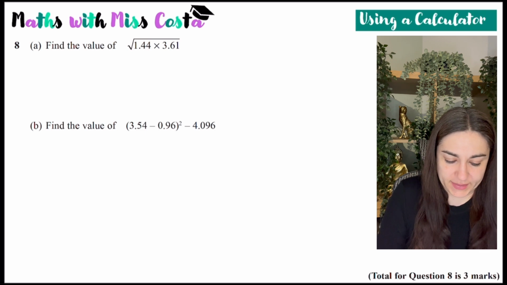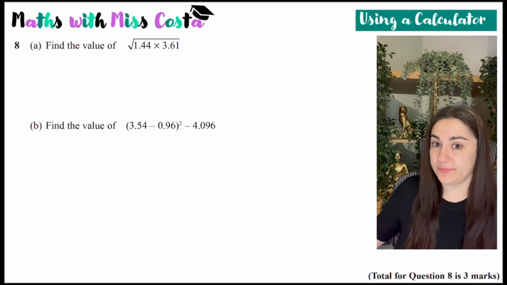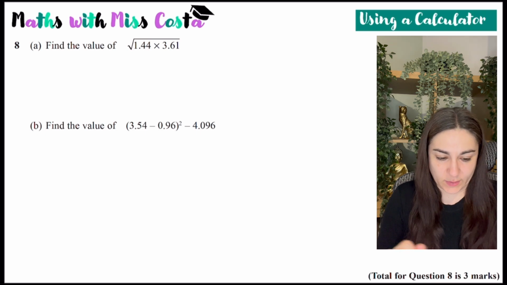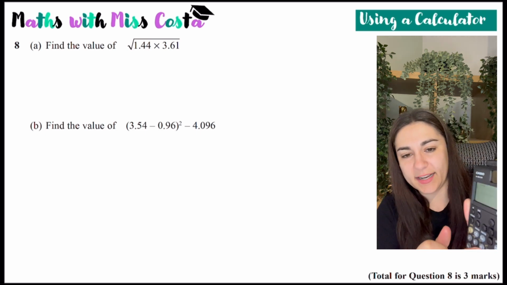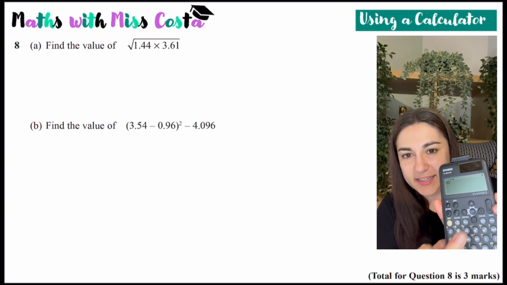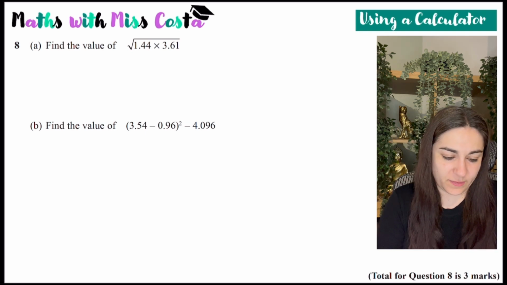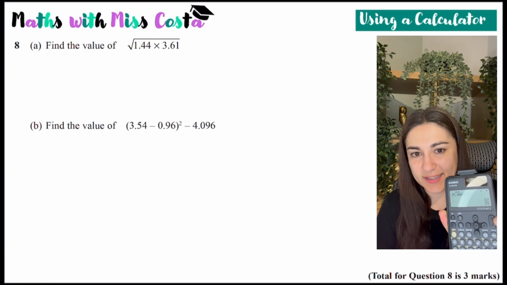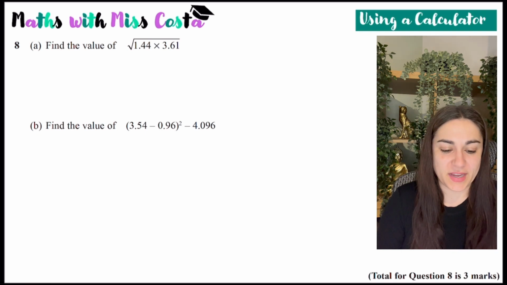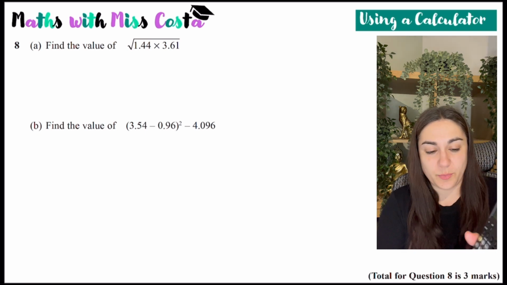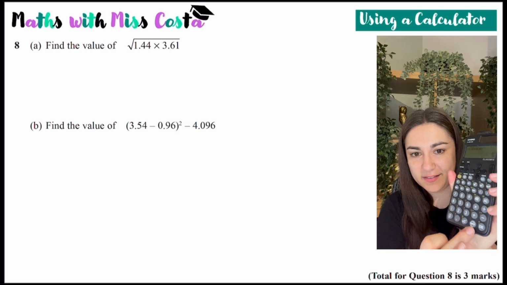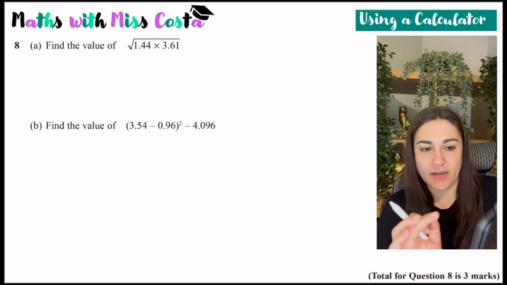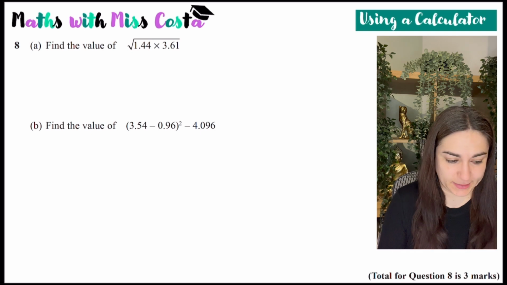Then I've got a using a calculator question. So you've got your calculator. The square root button is what you press first, and it's the one that looks like that. So you press that, you enter 1.44 times 3.61, and then you get this, most likely if you have the new calculators. Once you've got your fraction, you press the format button, you go down to select decimal, and then it turns it into a decimal for you.